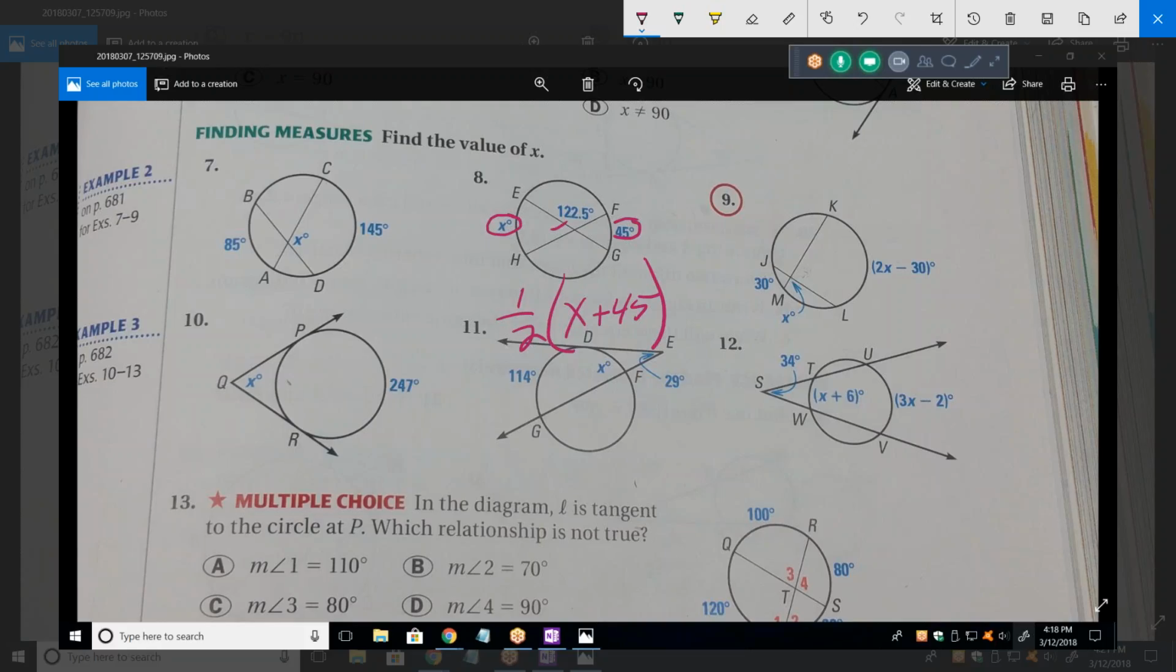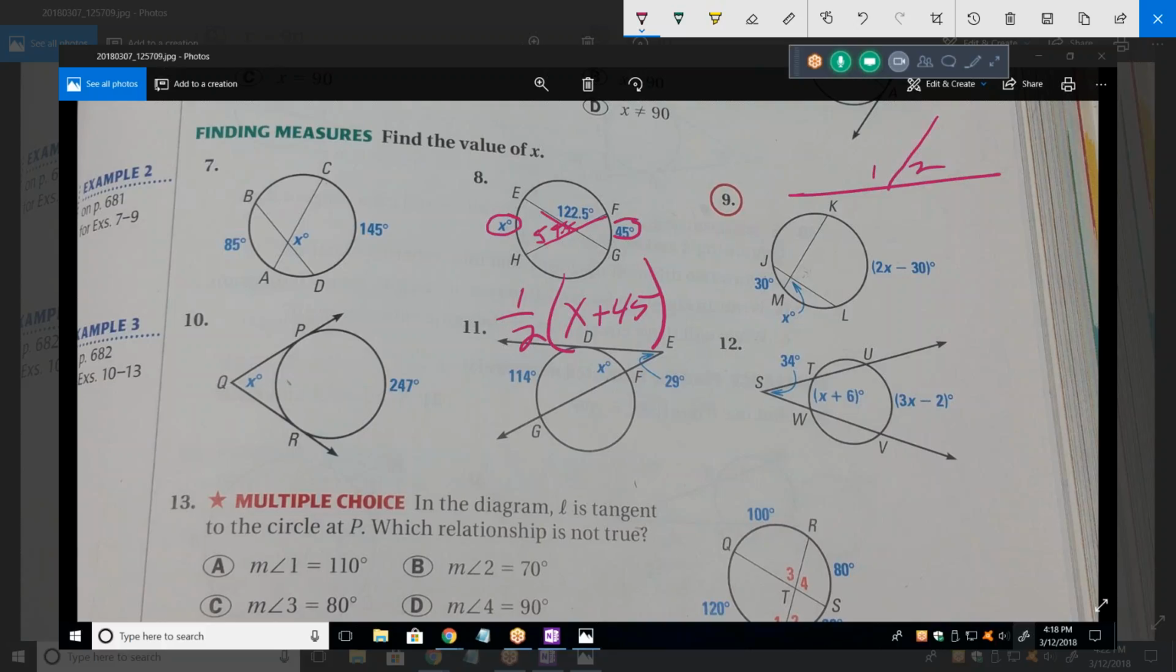What's true between this angle and 122.5 degrees? What do they have to be? They're a linear pair. In other words, whenever you have two angles like this, 1 and 2, always 180 degrees. That's what we're looking at there. That's right. Straight line. So this has to be 57.5.